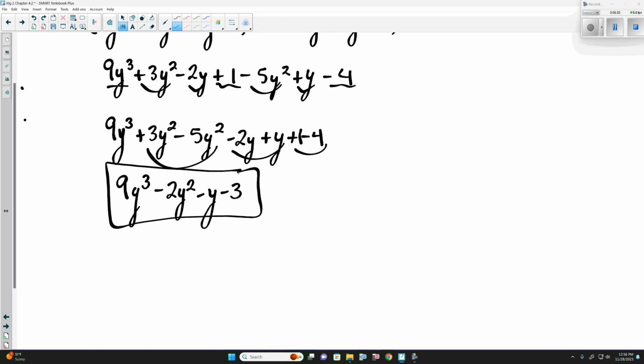That's it. Yeah, plus 1 minus 4. It kind of got squished in there a bit. So we're just combining like terms at this point. Questions on this here?